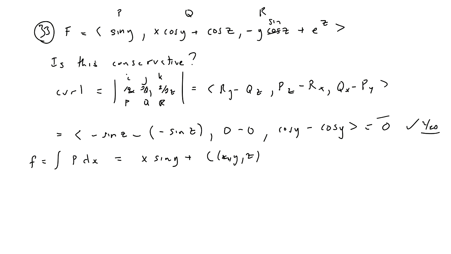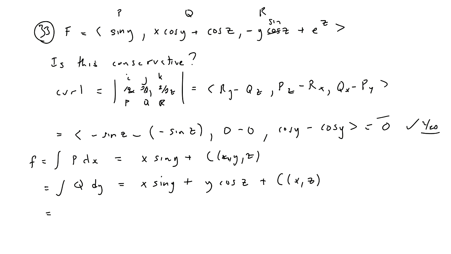F is also equal to the integral of q with respect to y, which is x sine of y plus y cosine of z. And again, we might be missing 2 of the variables.